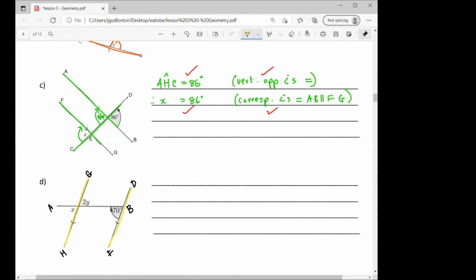Okay, so like Canva has said here, this x is going to be equal to that 70 because of corresponding angles. So we can say x is equal to 70 degrees. Corresponding angles are equal when GH is parallel to DF. Okay, so now we know that this is 70 degrees. Now I need to figure out what y is.